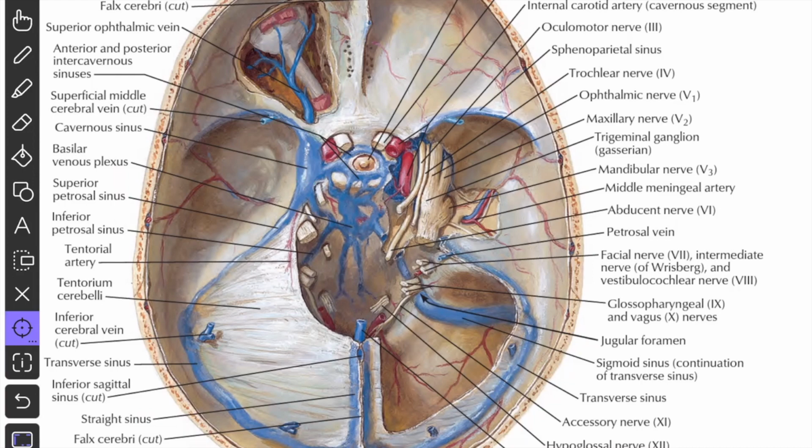Then you have the trochlear nerve, the fourth cranial nerve. This also pierces the roof of the cavernous sinus. The third and the fourth nerves pierce close to the posterior clinoid process. So here you will get the posterior clinoid process. Close to the posterior clinoid process, the third and the fourth cranial nerves pierce the roof of the cavernous sinus.